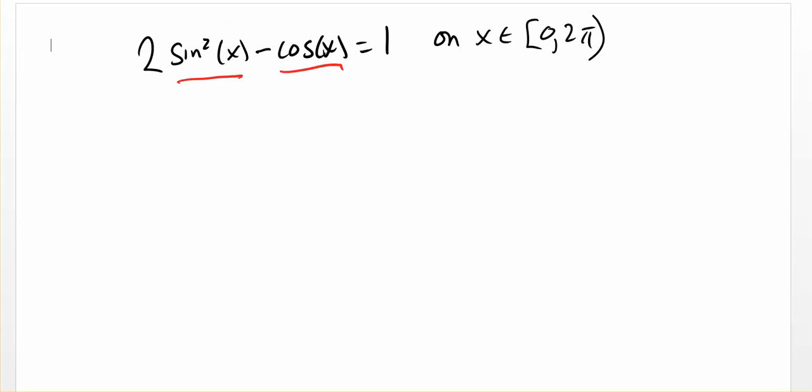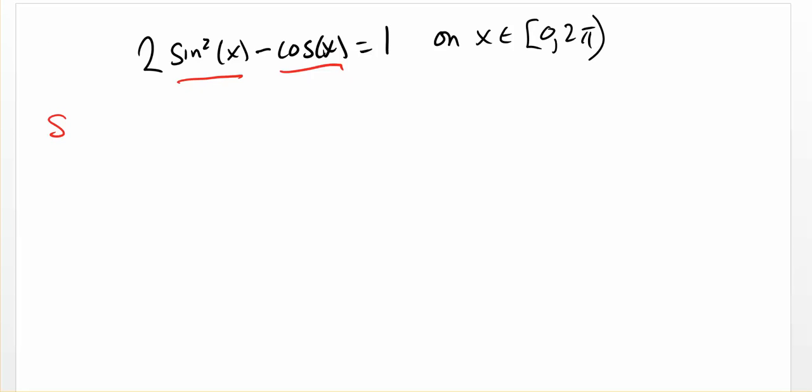a cosine. So even if I move the 1 over to the other side and set it equal to 0, I wouldn't be able to use the quadratic factoring method that we've used before because these trig functions are not the same. So we do need to use a trig identity to get rid of one of these.